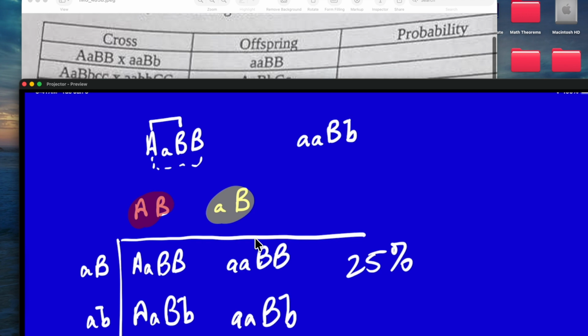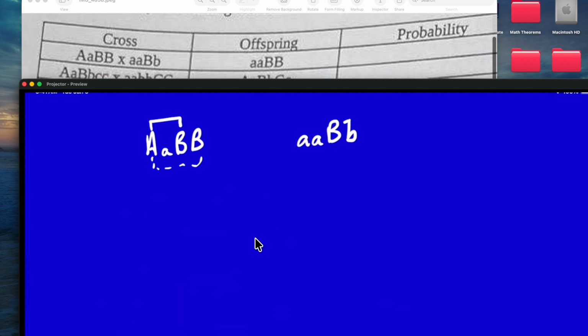Now, folks, there's another way to do this. And the way to do this is just focus on the A's and B's separately. So what we're going to do here is we're not going to FOIL. Okay, we're going to make two separate Punnett squares. So first, we're just going to focus on the A's. And over here, we're just going to focus on the B's.